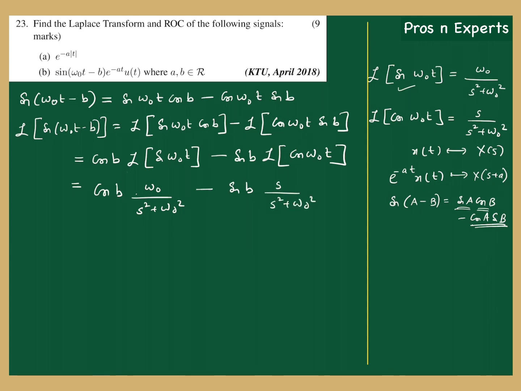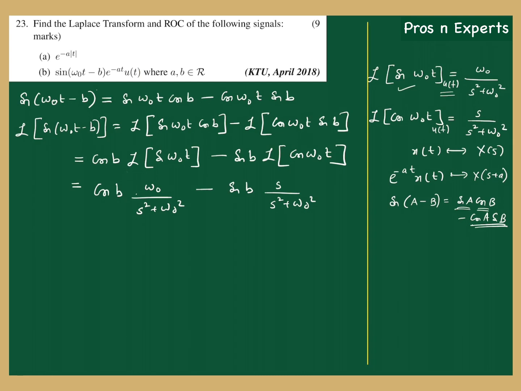Now we got the Laplace transform of sin omega 0 t minus b. That means sin omega 0 t minus b into u of t. I'm so sorry, I've forgotten to write u of t here. Actually, this is Laplace transform of sin omega t into u of t. It is understood that it's a unilateral Laplace transform. So maybe we can write u of t to specify it. No problem. So we have the Laplace transform of this part, sin omega t minus b into u of t.